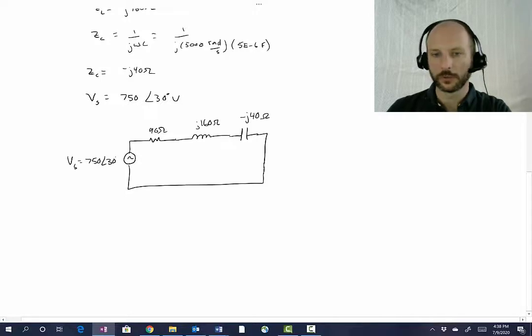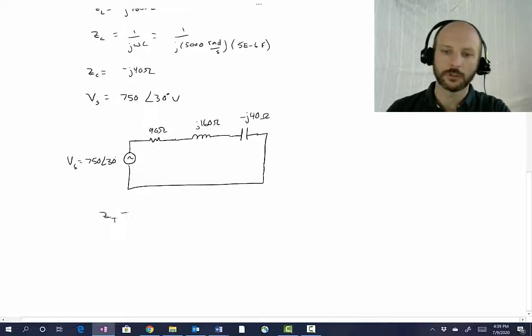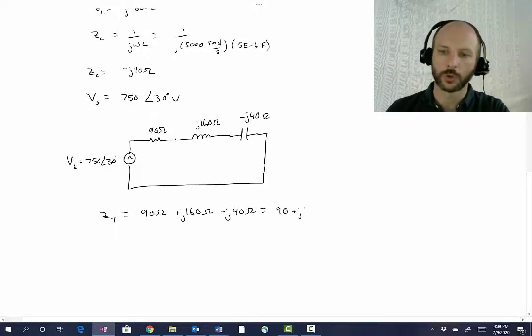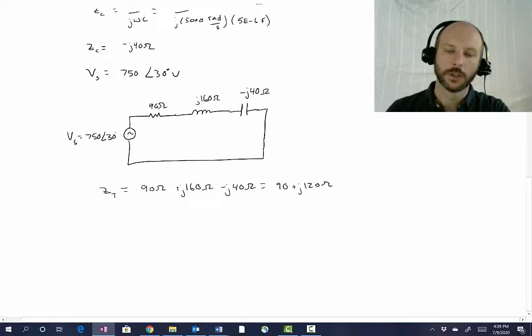Now we've got an RLC circuit that we have to analyze in the phasor domain. We need to determine the total impedance. That's always the approach. When the circuit is in series, we do that via direct addition, so we just need to add the elements together. 90 ohms plus j160 ohms minus j40 ohms, just combine those using the rules for complex math. You get 90 plus j120 ohms for the total circuit impedance ZT.